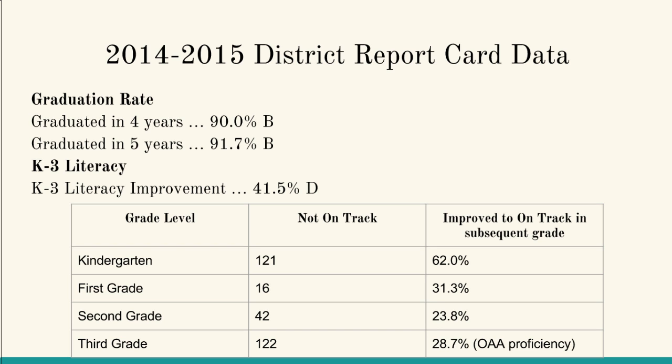122 third graders were not on track, but 28.7% reached proficiency on the OAA. 94.3% of 3rd graders met the 3rd grade reading guarantee for promotion to 4th grade, but only 69.4% of 3rd graders scored proficient on the state reading test, meaning 24.9% of 3rd graders scored below proficient on the state reading test but were still promoted to 4th grade.